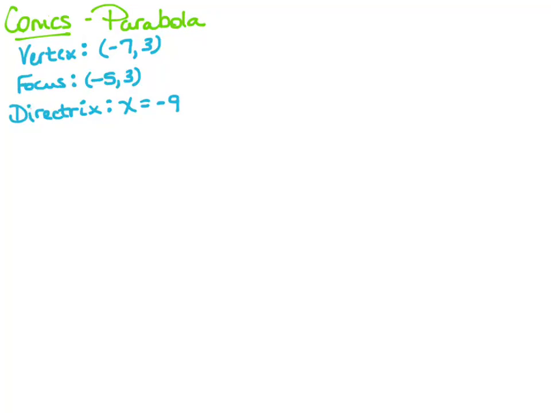So in this video, we're going to look at three different conics, a parabola, an ellipse, and a hyperbola. We're going to sketch a graph and write the equation based on the information that we're given. In this first example, we're looking at a parabola. It has a vertex -7,3, a focus of -5,3, and a directrix that's x equals -9. So I'm going to start out by sketching this graph.